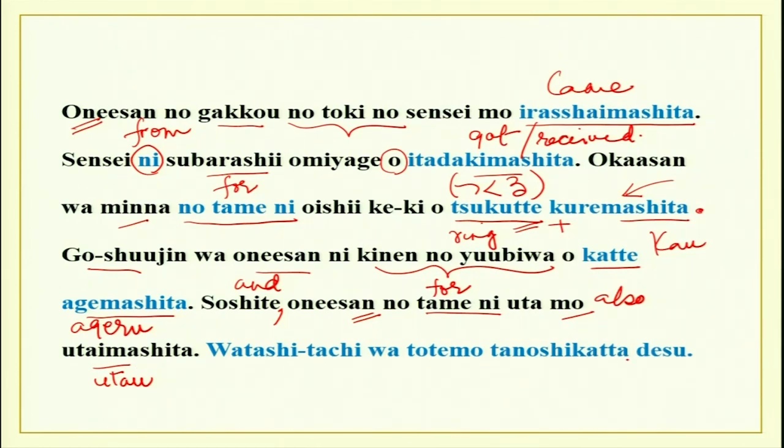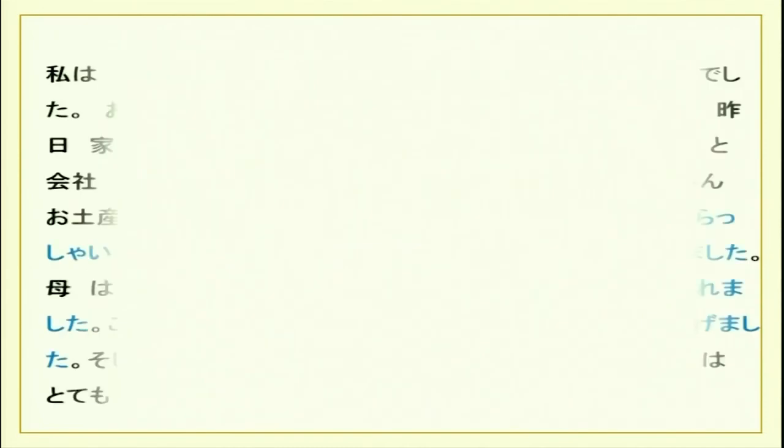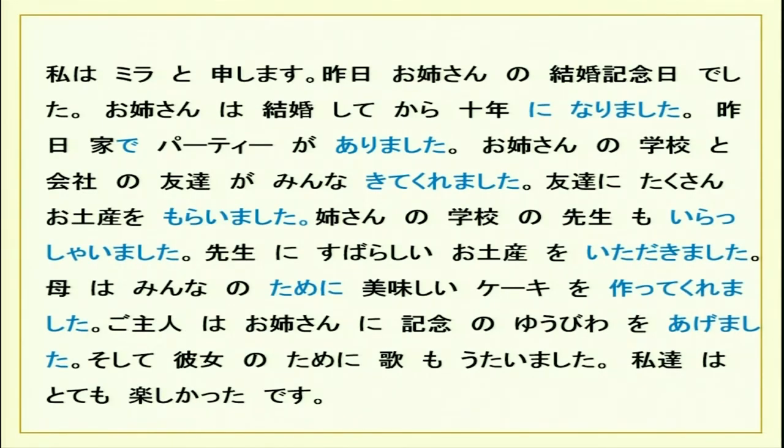Watashi tachi wa totemo tanoshikatta desu. Watashi tachi is all of us, wa totemo, exceptionally or very. So now totemo over here is used with I adjectives. We have done it earlier. For the time being, concentrate only on I adjectives. It is also used with verbs, but at the moment concentrate on I adjectives. So now this is in your script and a lot of kanji characters you can understand. So try to practice those.